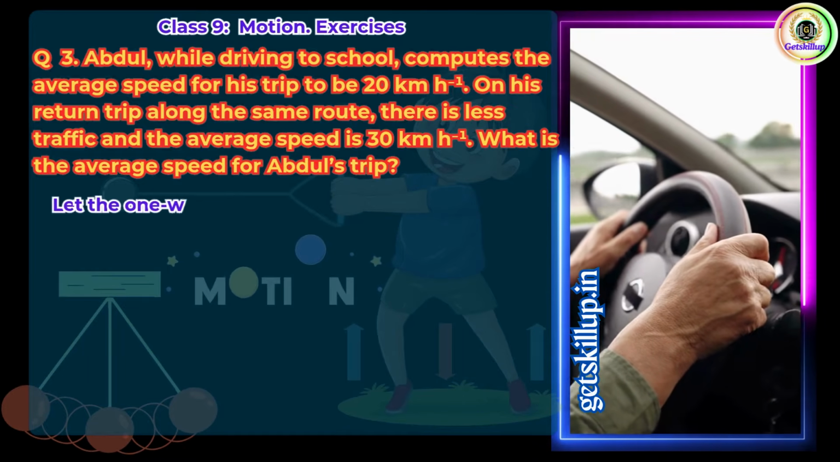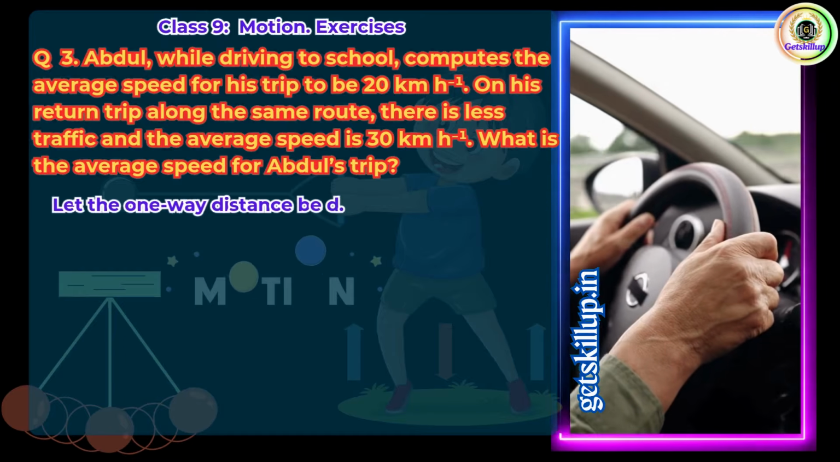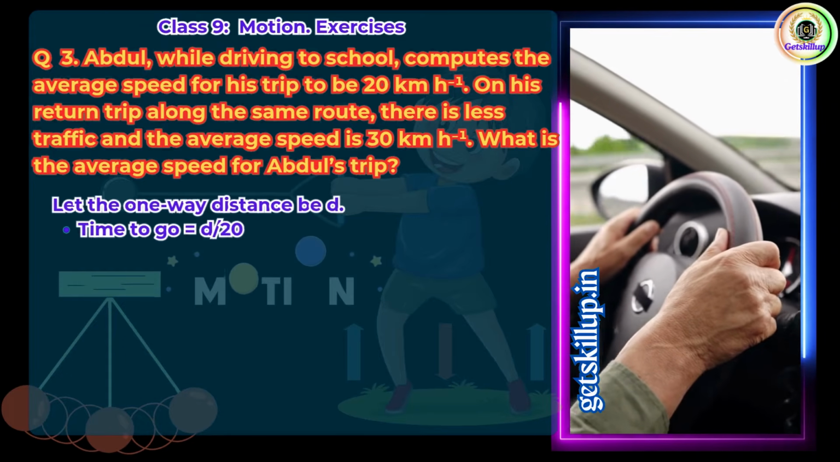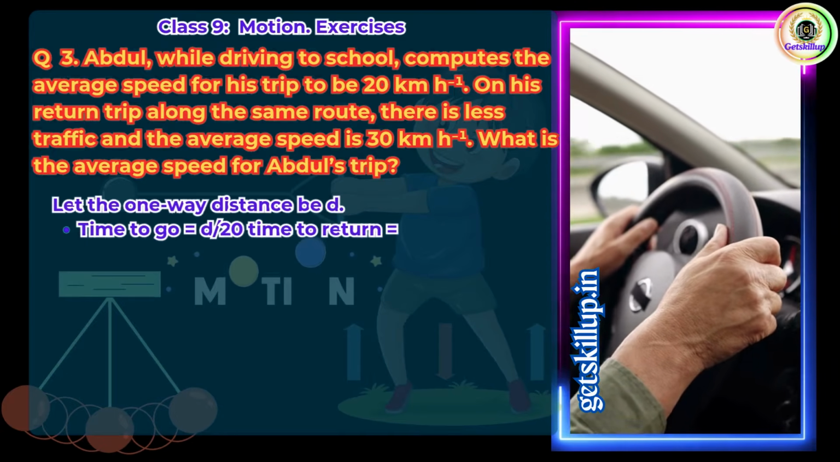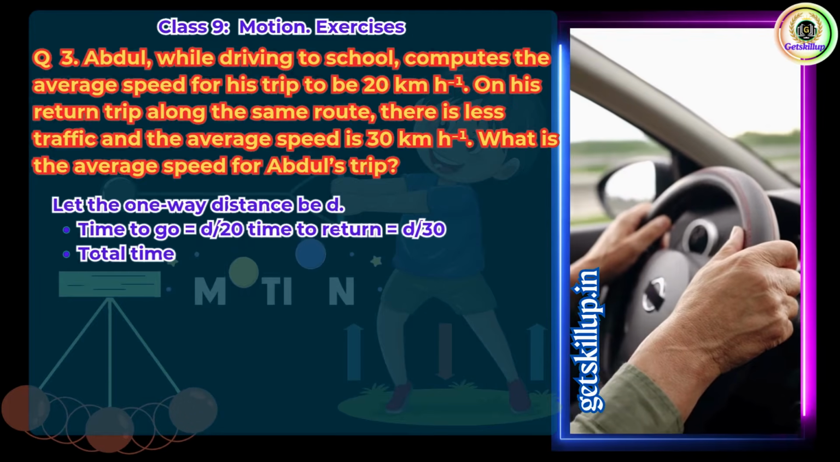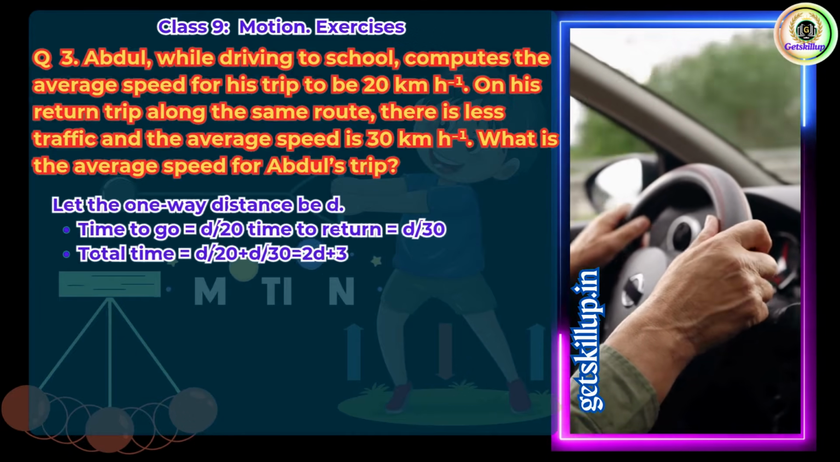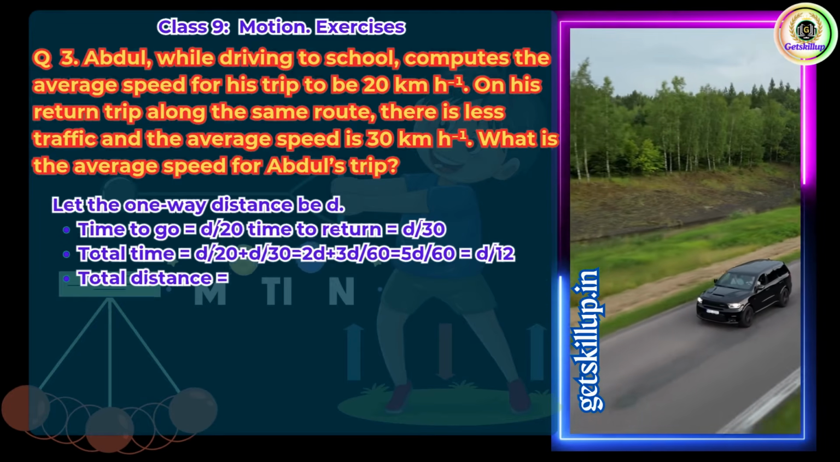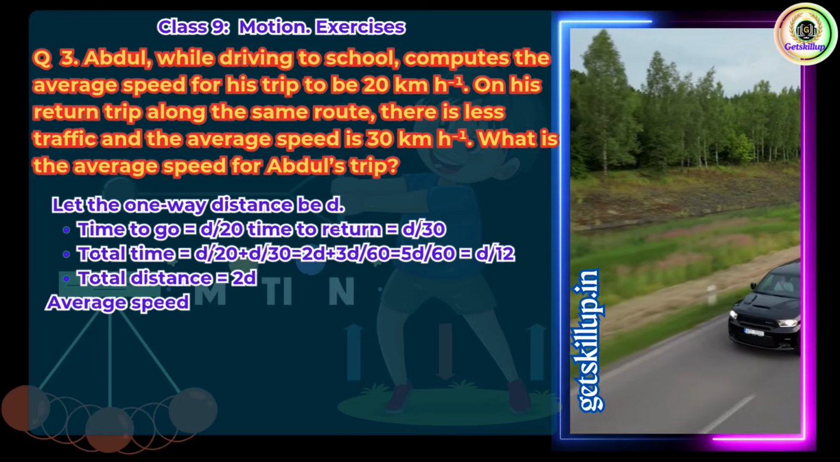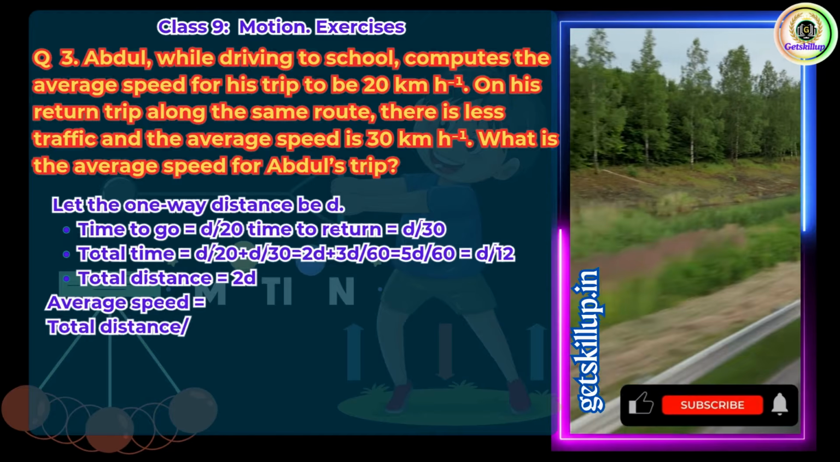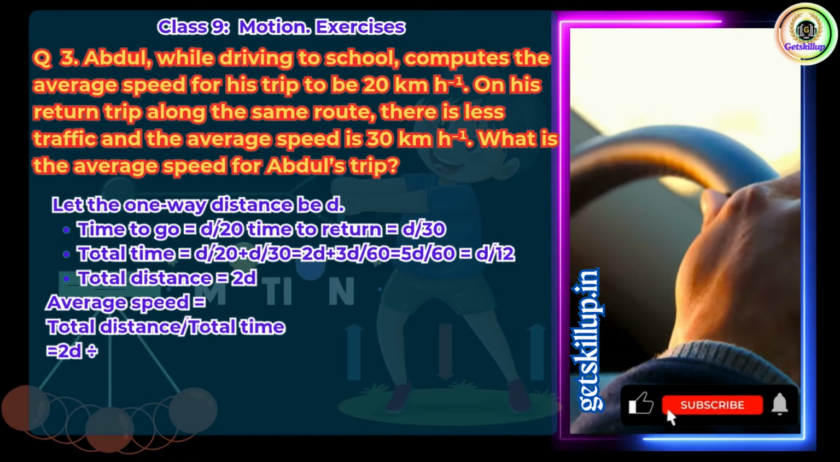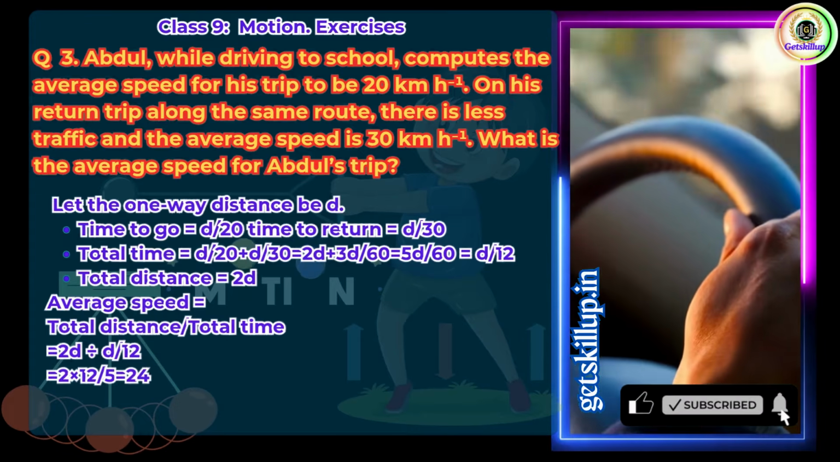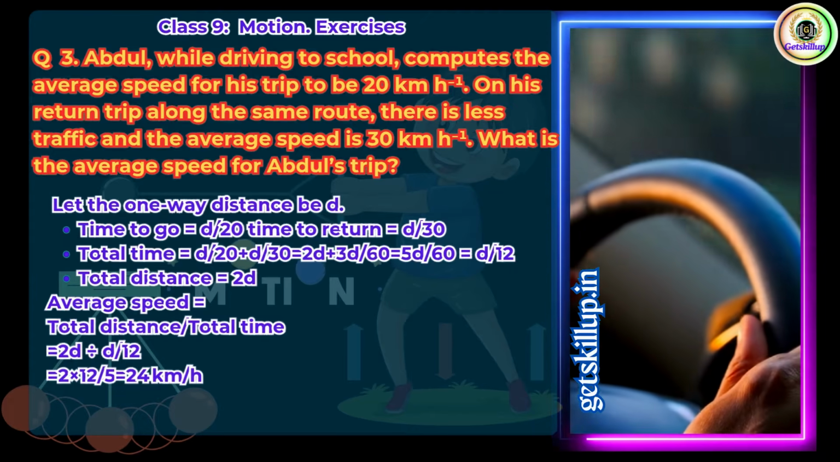Answer. Let the one-way distance be d. Time to go equals d by 20. Time to return equals d by 30. Total time equals d by 20 plus d by 30, which is 2d plus 3d by 60, which is equal to 5d by 60, which is d by 12. Total distance equals 2d. Average speed equals total distance by total time, which is 2d by d by 12, which is equal to 2 into 12 by 5, which is equal to 24 km per hour.